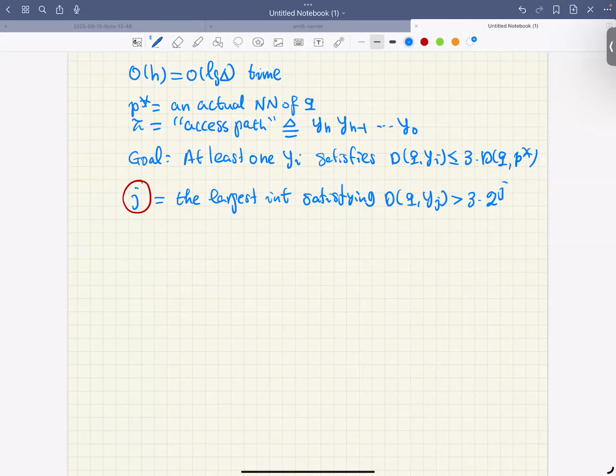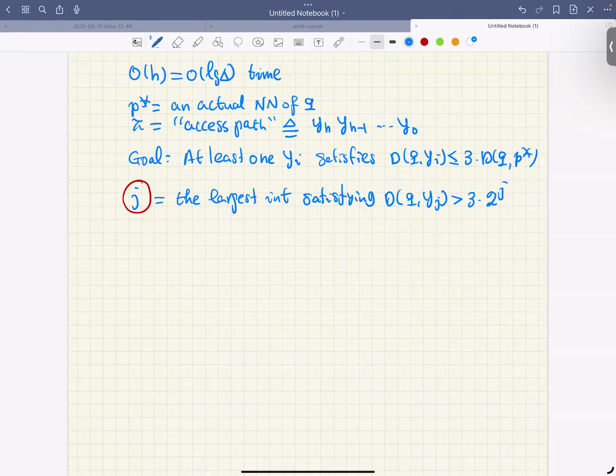Think about the distance from Q to P star. That would have to be like 2 to the power of something. This may not be an integer. But let's say R is the distance from Q to P star. For convenience, let's just think about this R as some power of 2.